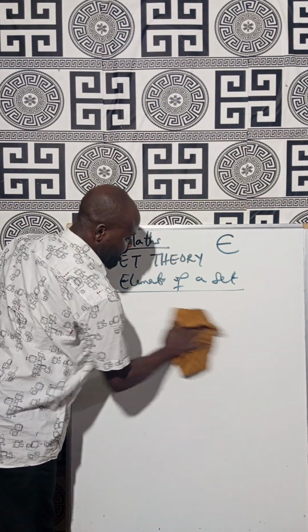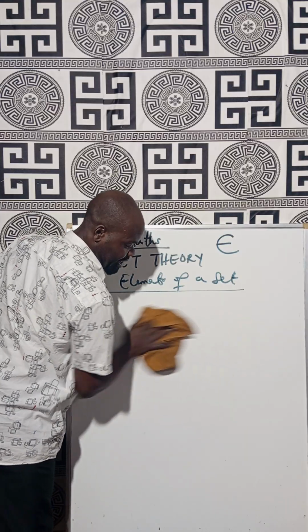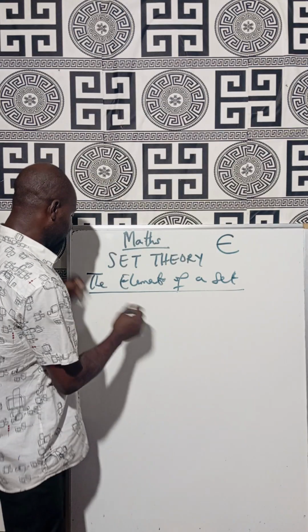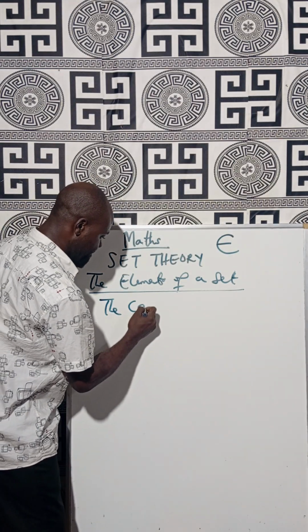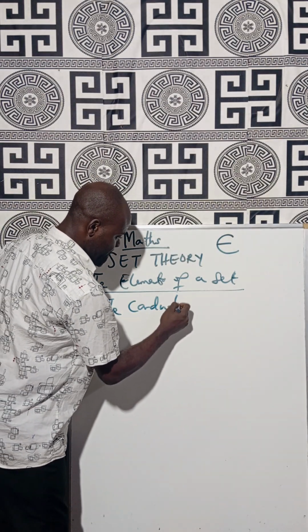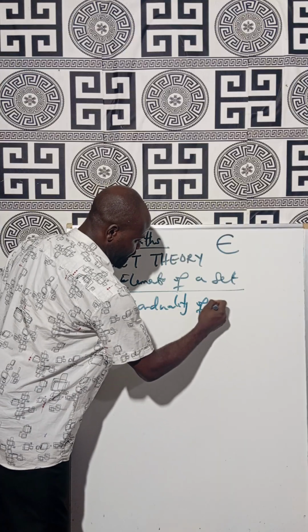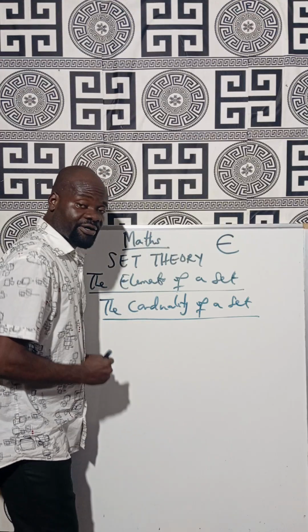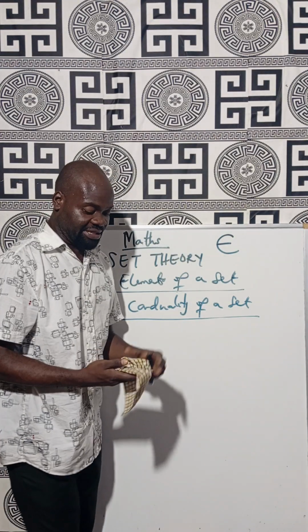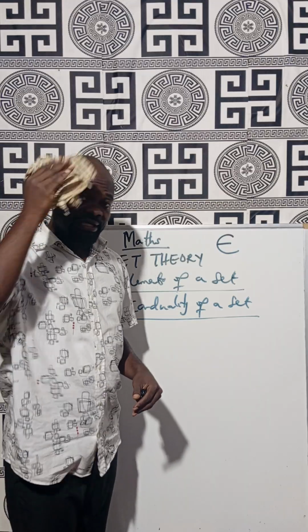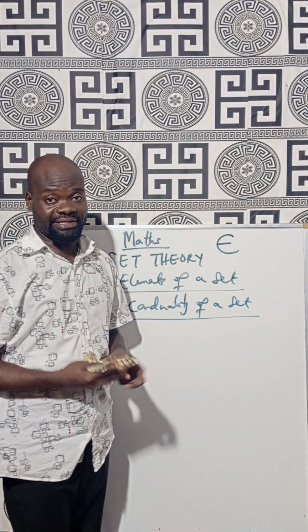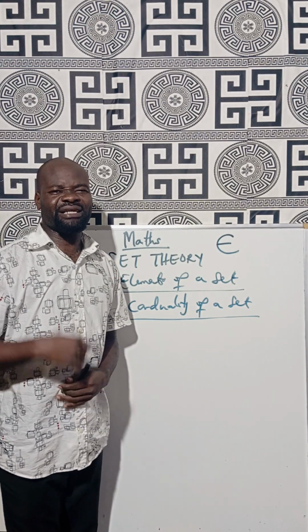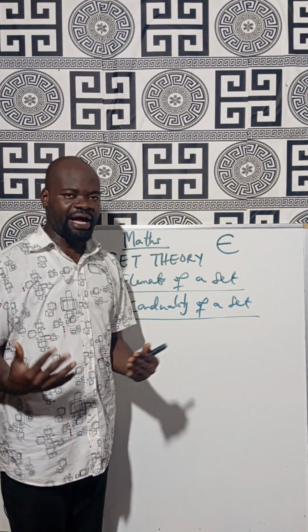Okay, having known that, let's go to set cardinality. The cardinality of a set. Now, the cardinality of a set is the number of elements in that set. The number of elements in that set is called what? The cardinality of that set. Very simple and easy. Just count the number of elements you can find in that set.